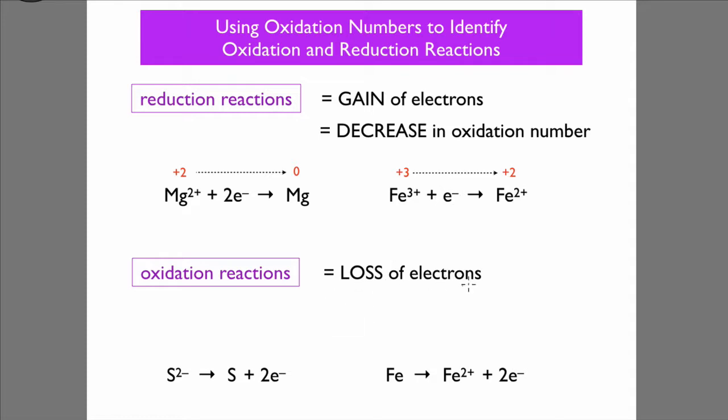Oxidation reactions are the loss of electrons, or an increase in oxidation number. Here, sulfur had an oxidation number of -2, and it's increased to 0, and it's lost electrons. And here we've got iron with an increase in oxidation number from 0 to +2, and again it's lost these electrons.